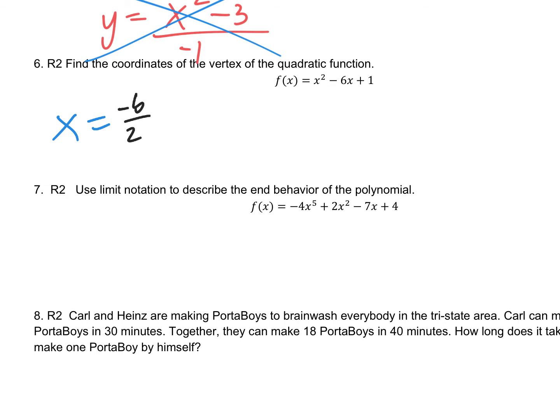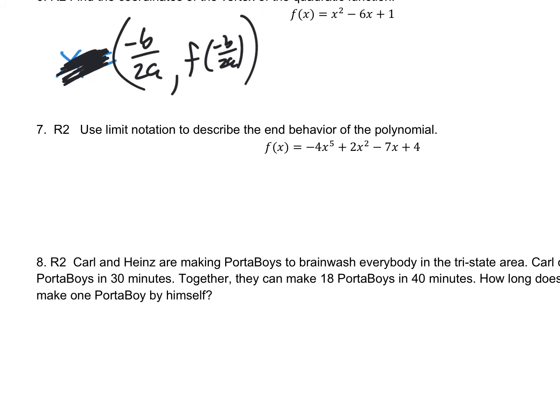Negative b over 2a gets you the x of your vertex, and then you do f of that. That's how you find the vertex of a quadratic. And if you just wanted the axis of symmetry, that would be the line x equals that value. But all right, on to number 7.